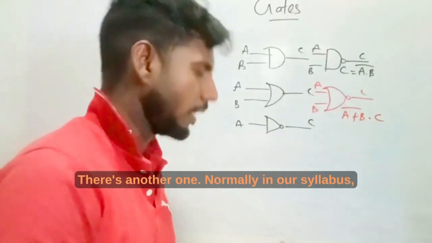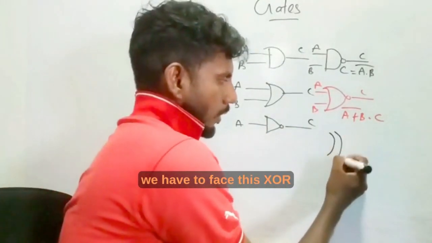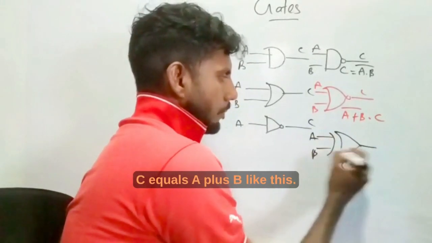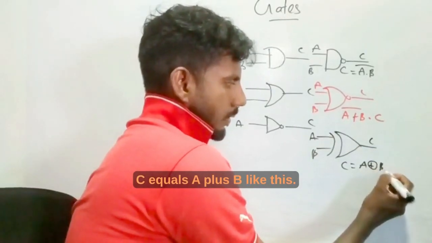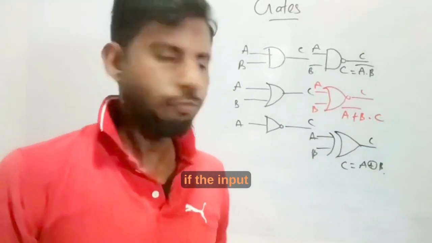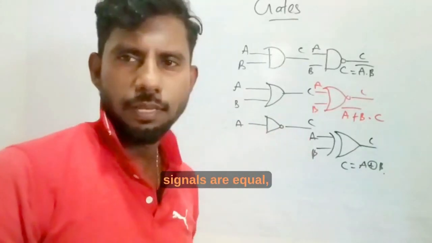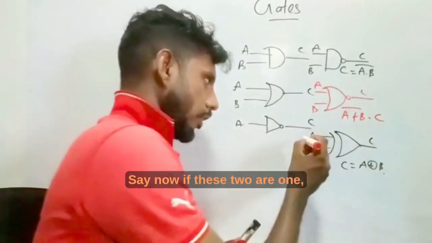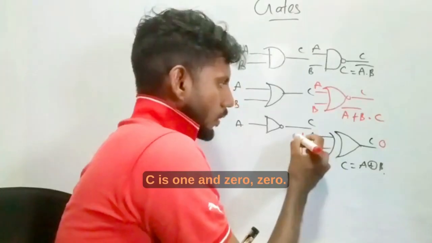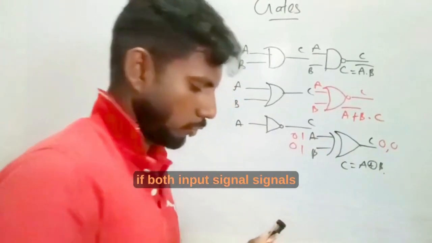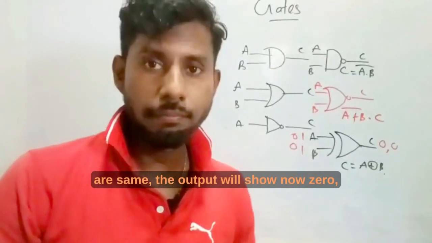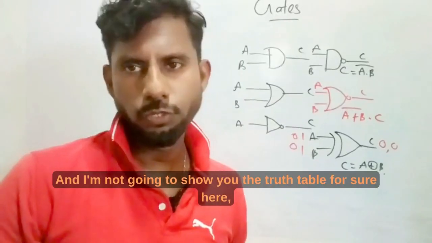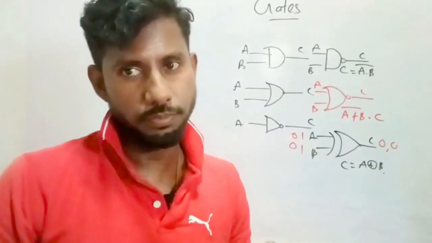There's another one. Normally in our syllabus, we have to face the XOR gate. Here A, B, C, where C equals A plus B in a circled form. In this one, if the input signals are equal, the output signal will be low, as in 0. So if both are 1, C is 0, and if both are 0, again C is 0. If both input signals are the same, the output will show 0. I'm not going to show you the truth table here, but you are supposed to know the truth table.